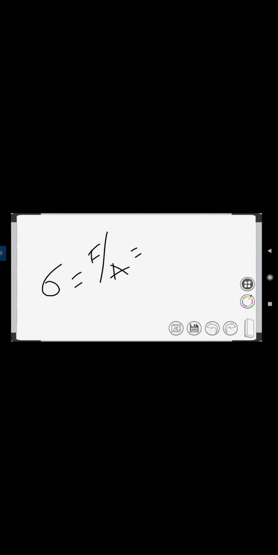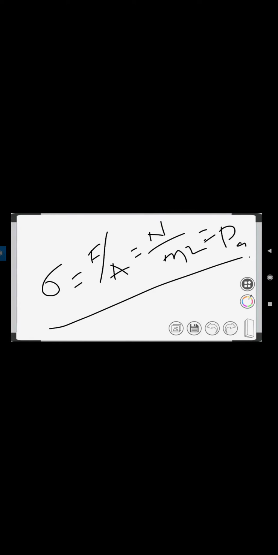Now, as we all know, the SI unit of force is Newton and area can be written as meter square, which is also written as Pascal. So this is the SI unit of stress. Am I clear? I hope I'm clear.